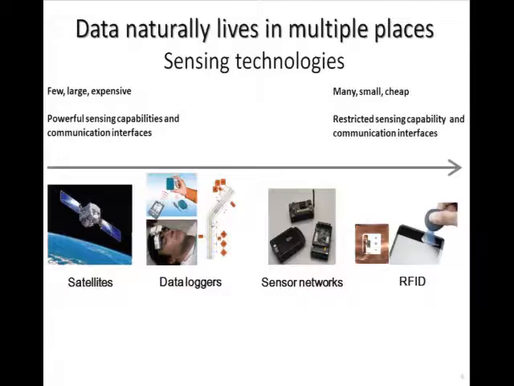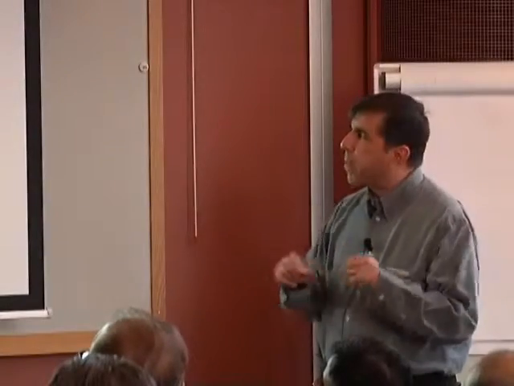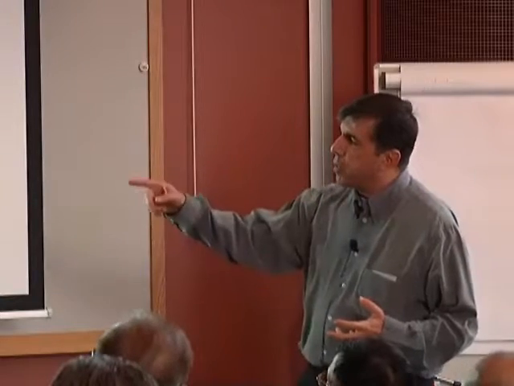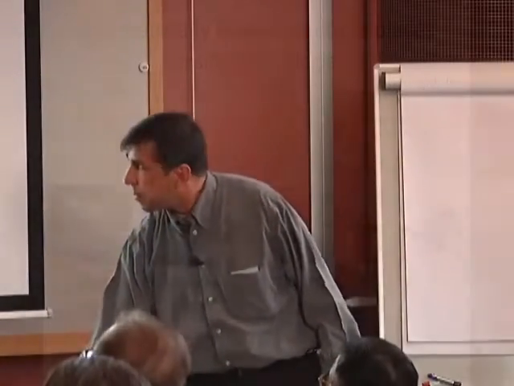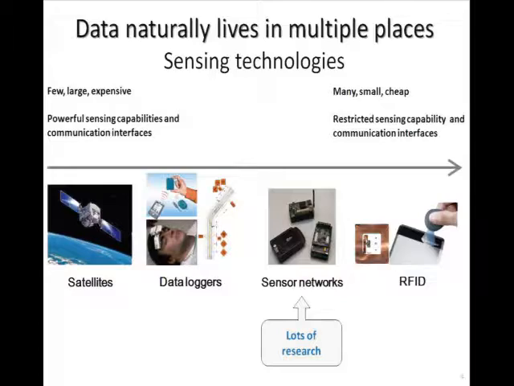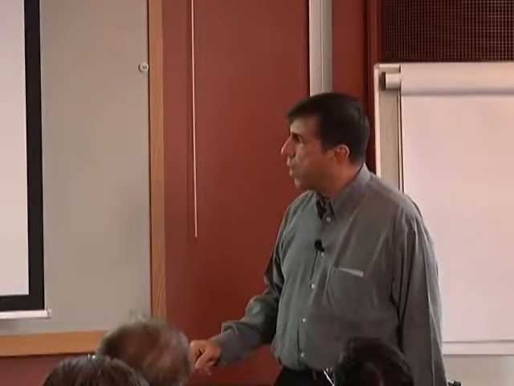When you consider sensing technology, there is a broad spectrum with different capabilities. At one extreme, you have satellites that are very powerful in terms of sensing capabilities and communication interfaces. At the other extreme, we have RFID tags that are very small and cheap, but very restricted in their sensing capability and communication interfaces. In practice, you can use all sorts of these technologies. In particular, for sensor networks, in the last decade or so we have had lots of research in the computer science community.